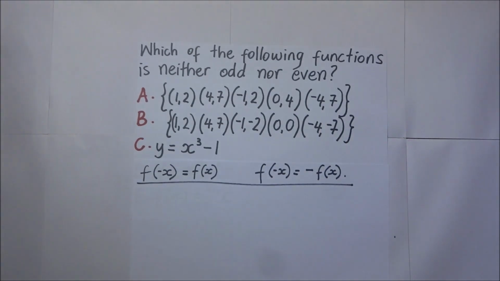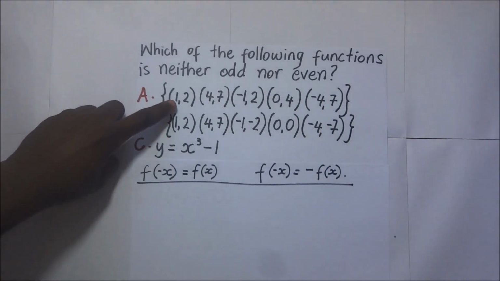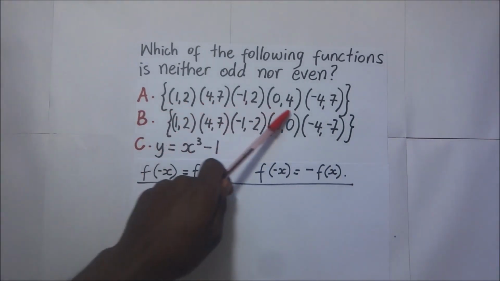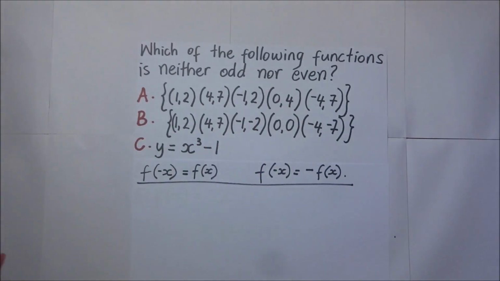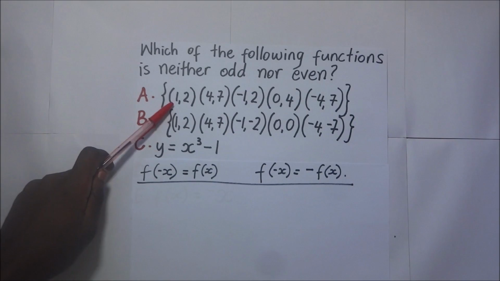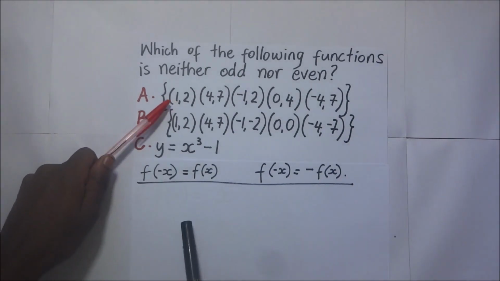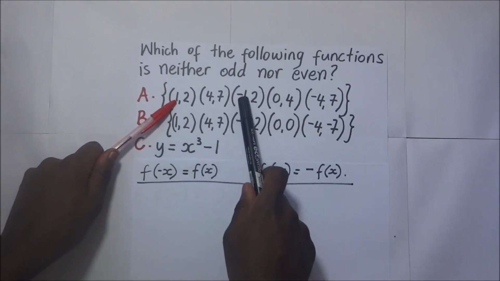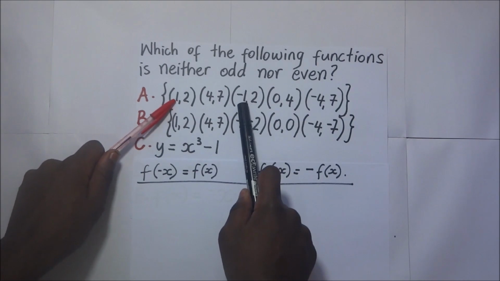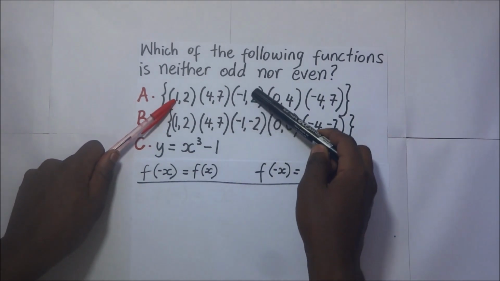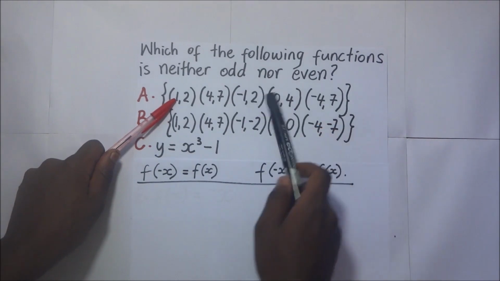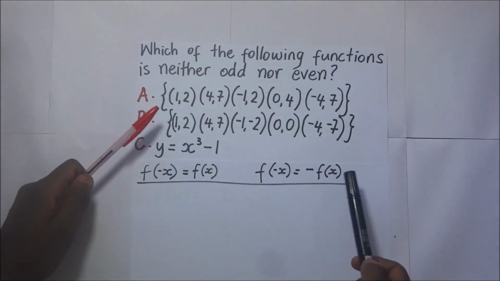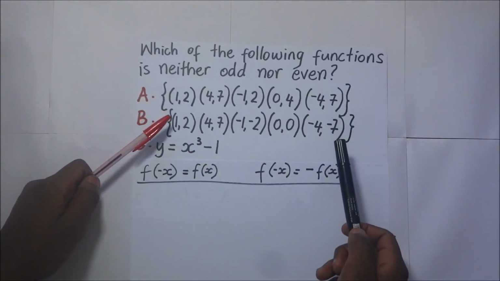Now when you look at A, we have the input values here. We have 1, 4, negative 1, negative 4, 0. When the value of x is 1, the value of y is 2. Again, when we put negative 1 in the place of x where there was 1, we are still getting back 2. So it means that this relation or this function is representing an even function.